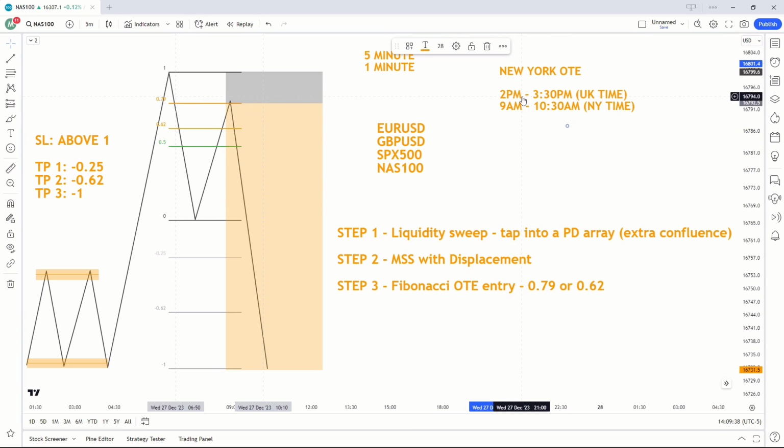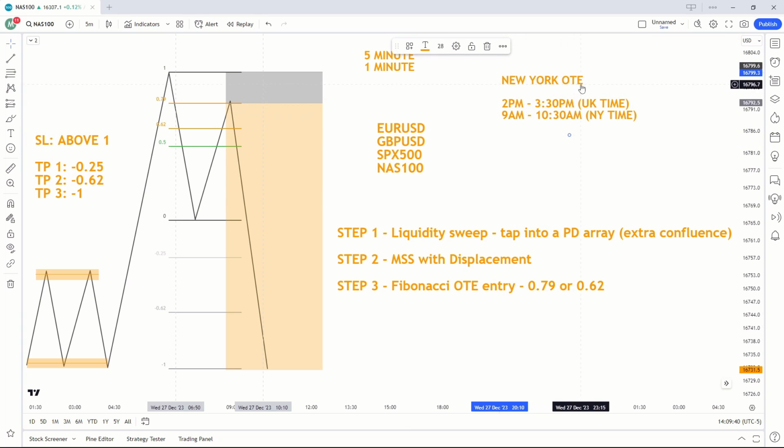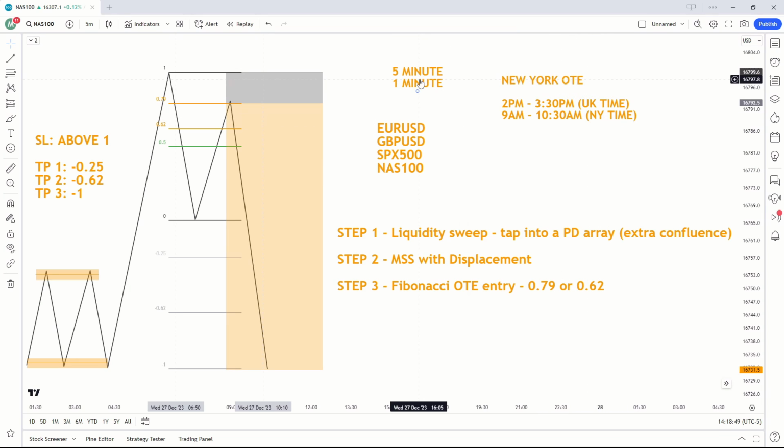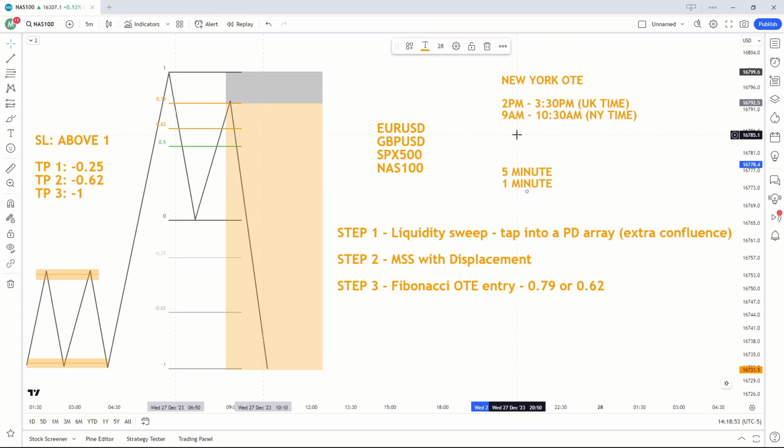Secondly, times. We're going to be trading the New York optimal trade entry. So from 2 p.m. to 3:30 p.m. UK time, 9 a.m. to 10:30 a.m. New York time. As for time frame, we're going to be flicking between the 5-minute and the 1-minute time frame. As our trade window is only an hour and a half long, we want to stay on lower time frames.